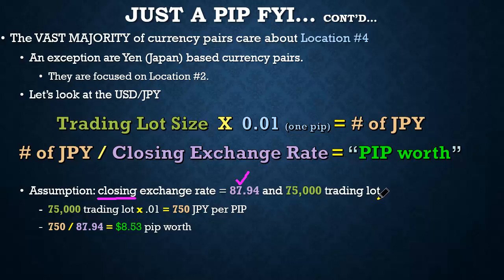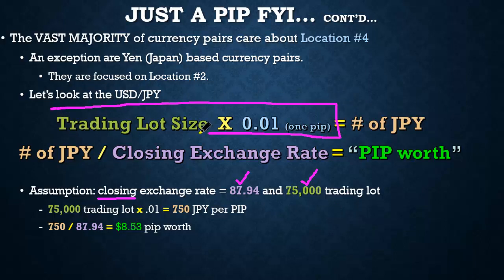As far as the trading lot is concerned, all that is occurring is you as a trader are trading with a 75,000 unit lot. So the first step in that equation, this area up here, we just need to figure out the number of yen per pip. Nothing new here: 75,000, which is our lot size, we multiply by 0.01. Again, with the yen, we care about that real estate location number 2. That gives us 750 per pip.